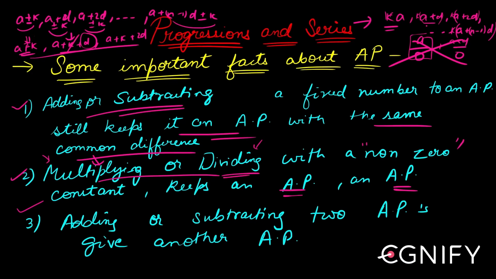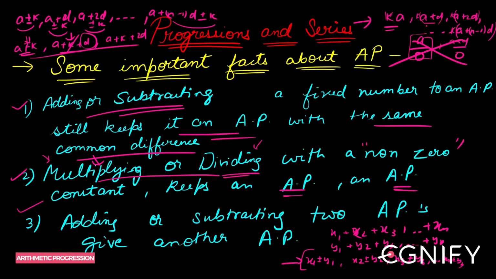So for instance, if I have x1, x2, x3, and so on, xn, this is my first AP, and then I have y1, y2, y3, and so on, yn, as my second AP. Then if I add or subtract these, x1 plus or minus y1, x2 plus or minus y2, x3 plus or minus y3, and so on, xn plus or minus yn, this new sequence is also an AP. Just the way this was an AP and this was an AP, this new sequence, whether I add or subtract, is also an AP. So these were a few important facts about AP.